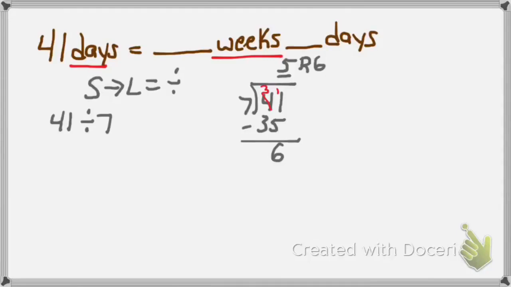What does that do for me? My whole number is the number of weeks that I have, so I have 5 weeks. My remainder is the number of days. So I have 5 weeks and 6 days.